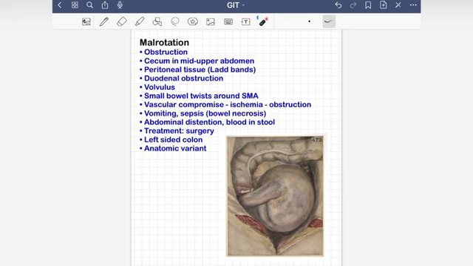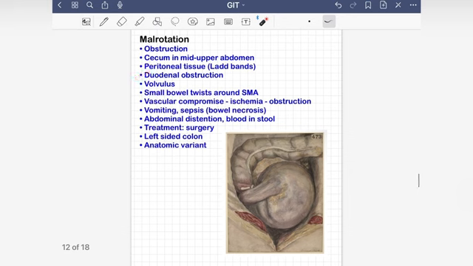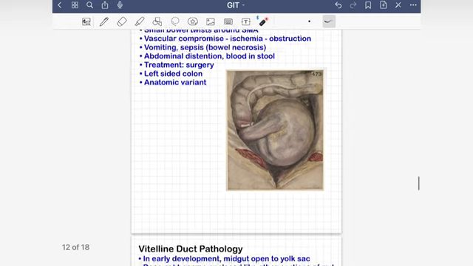When this process does not occur normally, it leads to malrotation of the gut, and this can cause a number of problems. First of all, it can cause a bowel obstruction. The way this often happens is the cecum winds up in the mid-upper abdomen. When it winds up here, it stretches the peritoneum and creates bands of peritoneal tissue fibers. These bands cross the duodenum and they often lead to duodenal obstruction. Malrotation can also occur when the small bowel twists around the superior mesenteric artery.